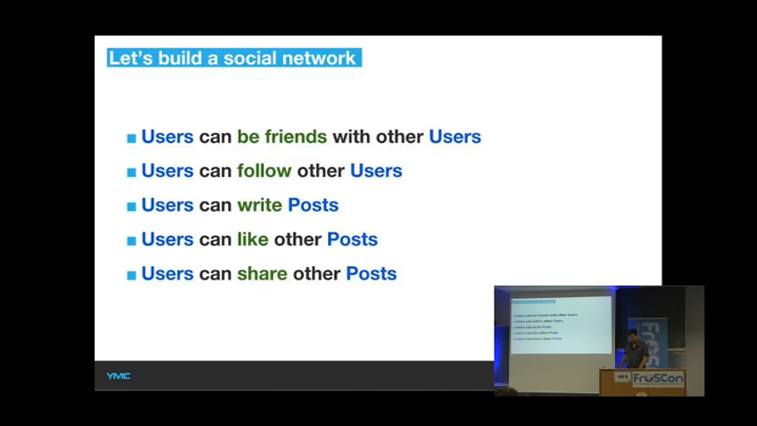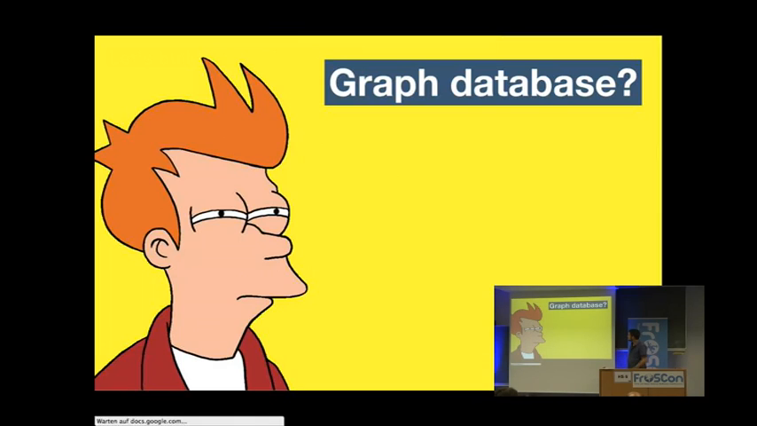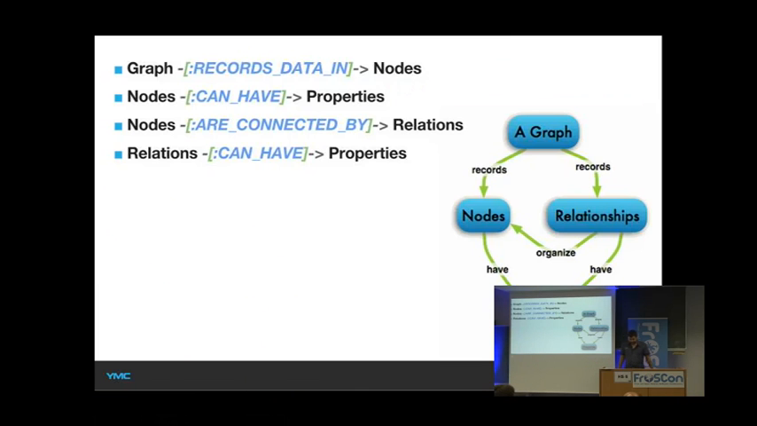And that's the trick, because relational databases make it sometimes hard to build relations. For this, we probably want to use a graph database. So what is a graph database? It's quite simple. All data is stored in a graph, and these are called nodes, which have properties. Between the nodes, we have relations, and the relations can also have properties. It's quite simple to organize data and to build complex relations.